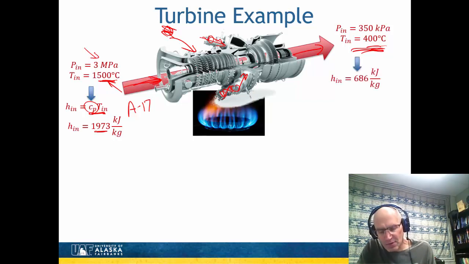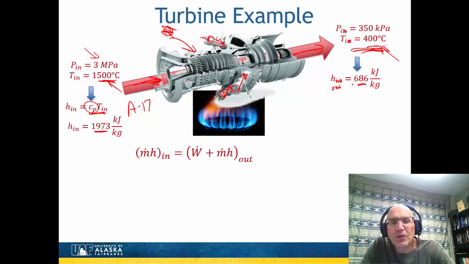And if I come over to the output, and again, looks like I've got all my subscripts still incorrect. Those should all say out. Enthalpy out, and again, I'm going to go to table A17. I'll just now use the 400 degrees Celsius line. Note that table A17 is in Kelvin, so you need to add 273 to it, and you get your outlet enthalpy.